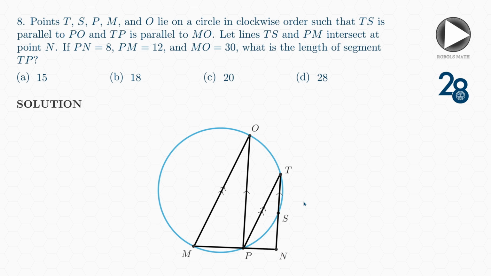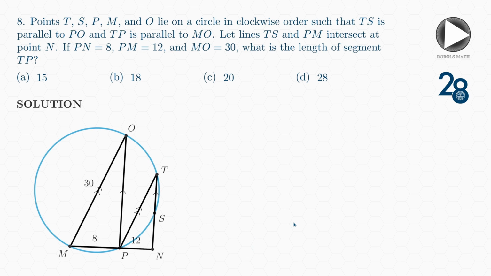We're given that PN equals, oops, I think I mislabeled this one. PN should be 8, and then PM should be 12. Sorry, this is a mislabel. PM should be 12, PN should be 8. And then MO should be 30. Okay? So again, sorry, this should be 12, this should be 8. We put this on the side.